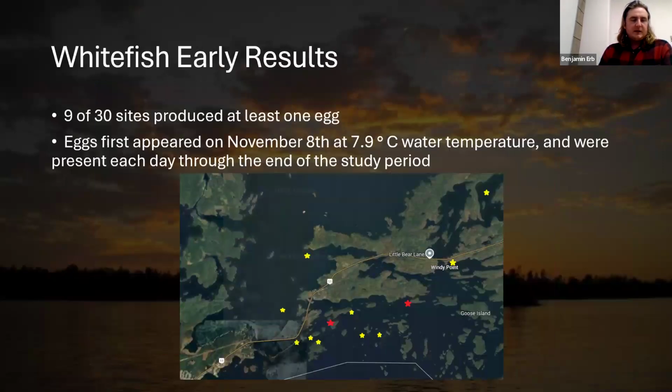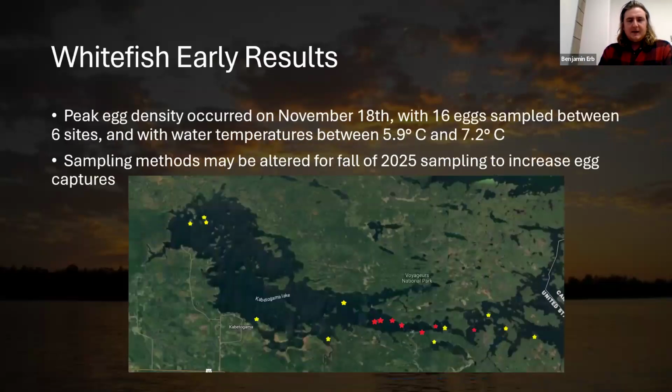Our early results for lake whitefish sampling: 9 out of our 30 sites produced at least 1 egg. They first appeared on November 8th at 7.9 degrees Celsius and were present each day through the end of the sampling period at water temps colder than that, and we ended at 3 degrees Celsius. So here in this photo, I just have the 2 sites on Rainy Lake where we were able to get eggs, and then the area between Kabetogama and Namakan produced all of our whitefish eggs. The peak egg density occurred on November 18th, with 16 eggs sampled at 6 sites and water temps between 5.9 and 7.2 at sites that produced eggs.